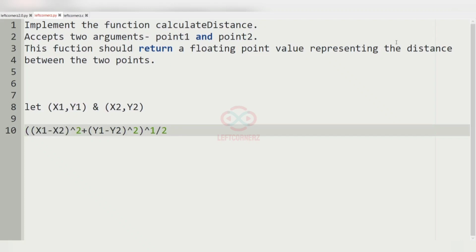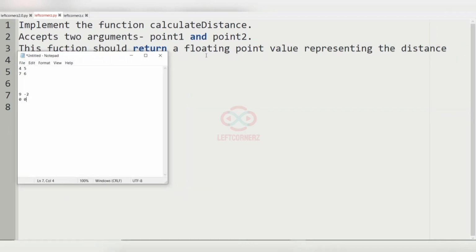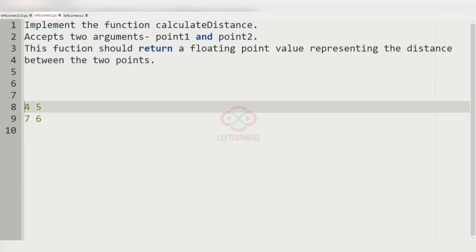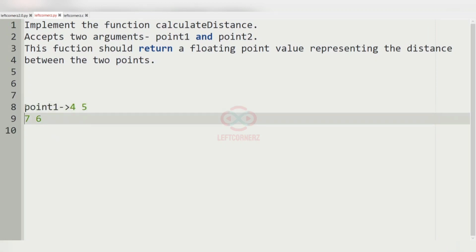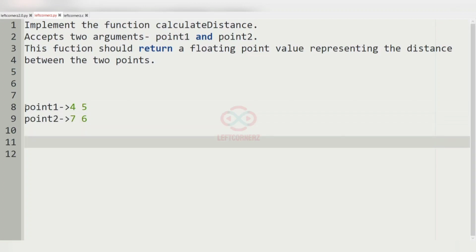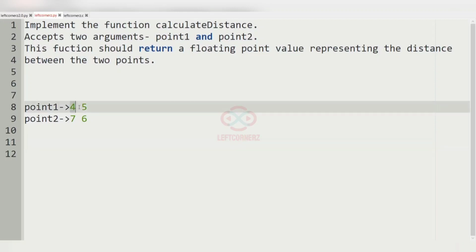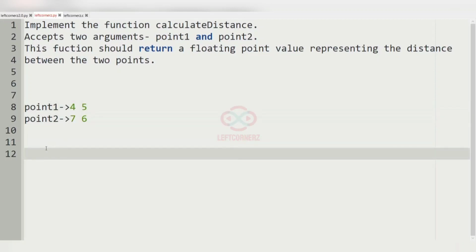So let us consider our first test case. In this test case, the point 1 is 4 and 5 and point 2 is 7 and 6. Now let us calculate the distance. So x1 minus x2 equal to 4 minus 7, which is nothing but minus 3.